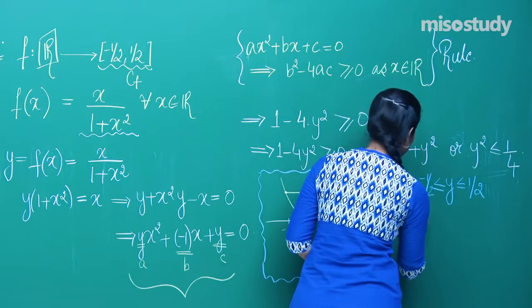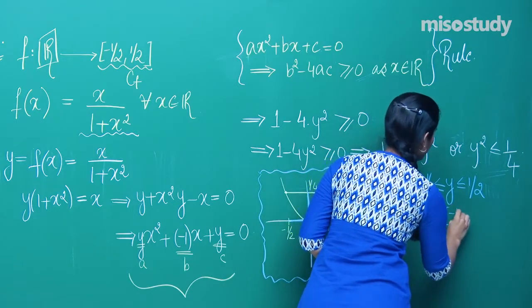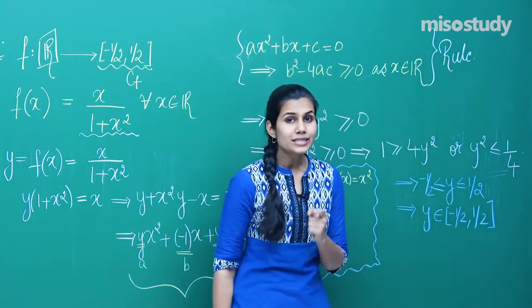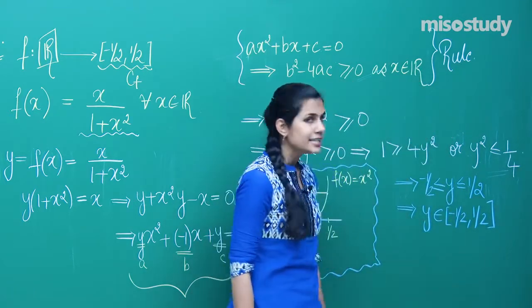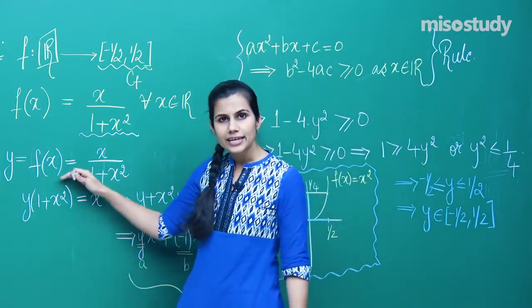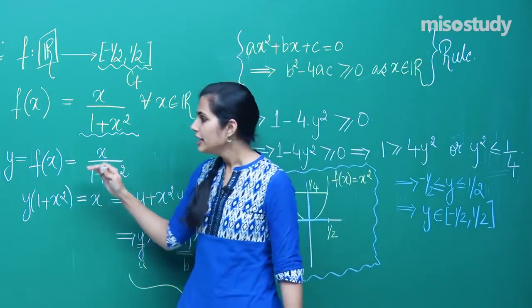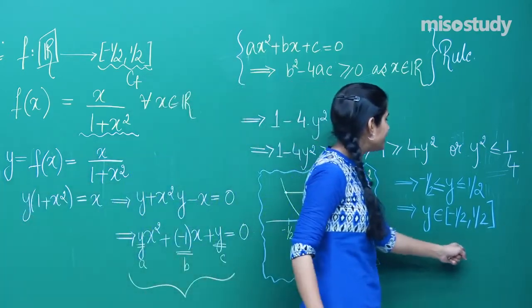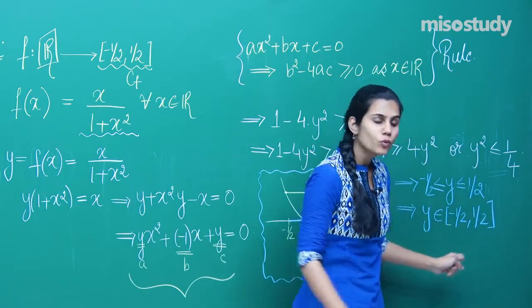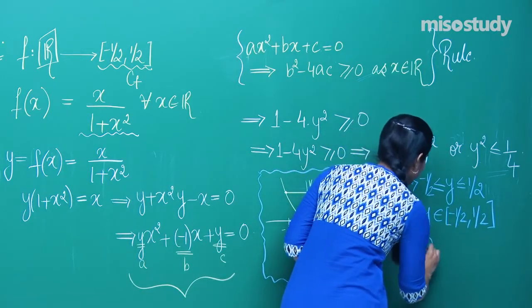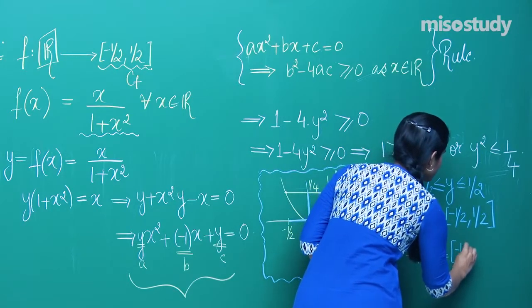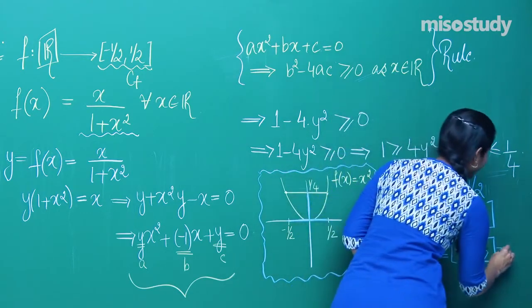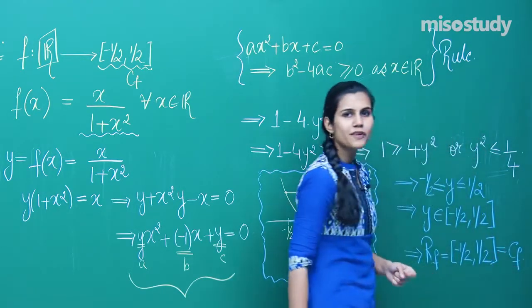Which means y belongs to minus 1 by 2, 1 by 2. But y was actually the range, and that means when you have put f of x equal to this expression, the outputs which the function is obtaining are nothing but this closed interval minus 1 by 2, 1 by 2, and this implies that the range of the function is minus 1 by 2, 1 by 2, which is equal to the codomain of the function.